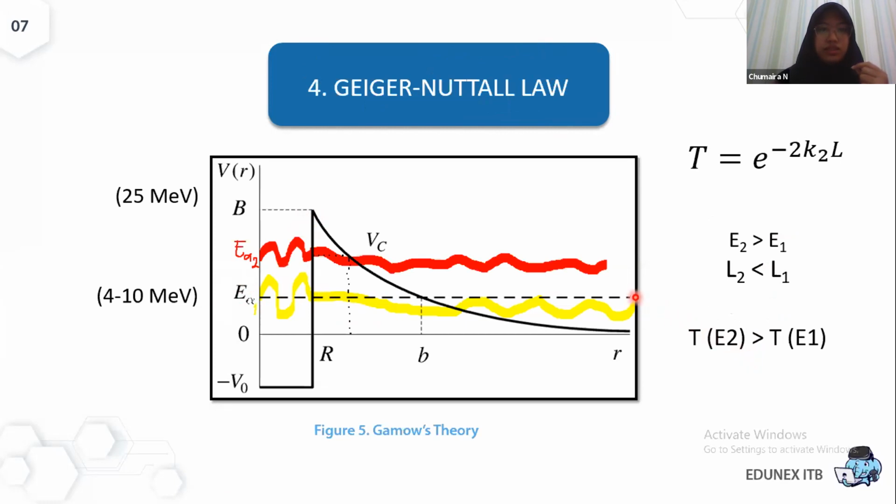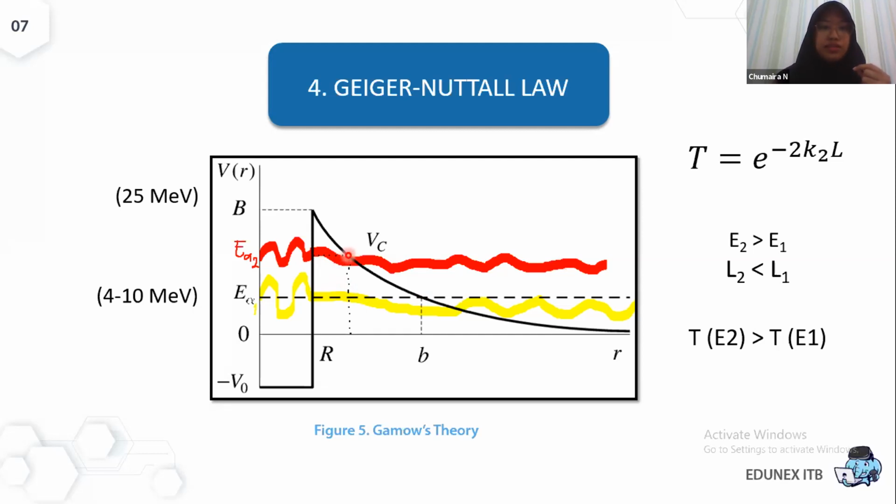Next is the Geiger-Nuttall law. If we look at, for example, two different alpha particles with different kinetic energies, in which E2 is greater than E1, we see that E2 only experiences a smaller width of the potential barrier rather than E1. E1 is from here to here, and E2 is from here to here.